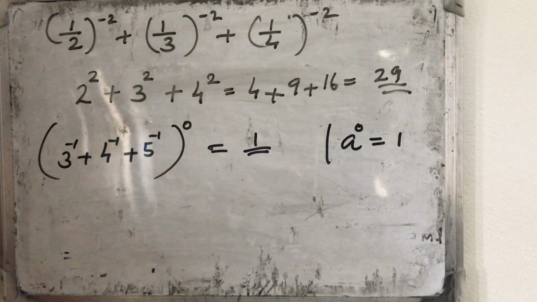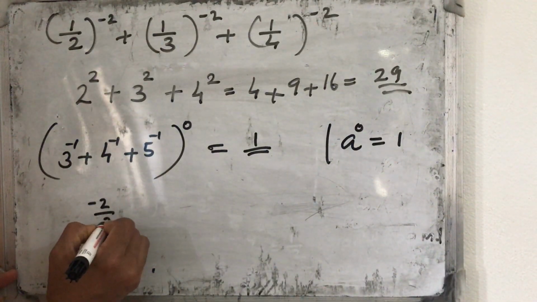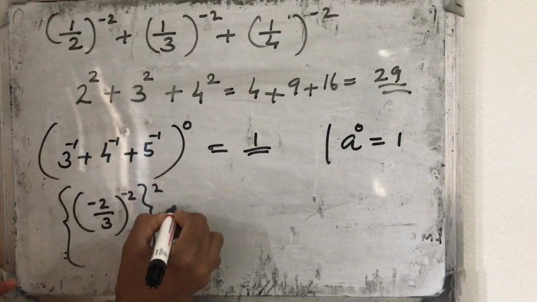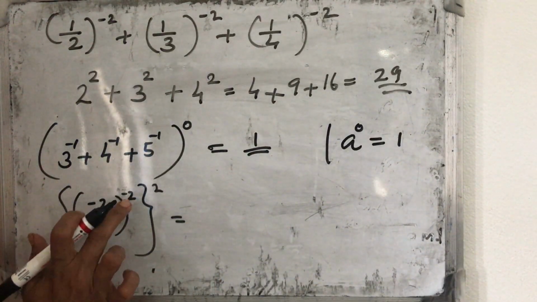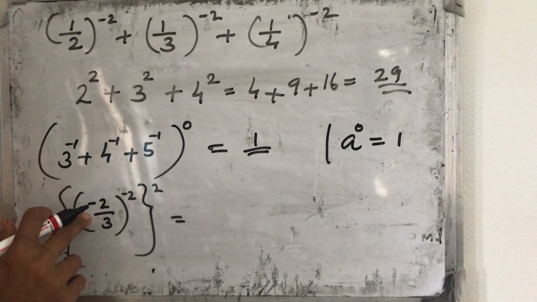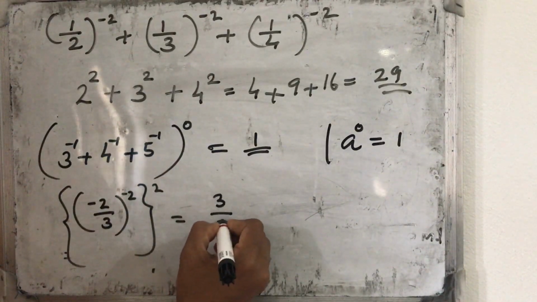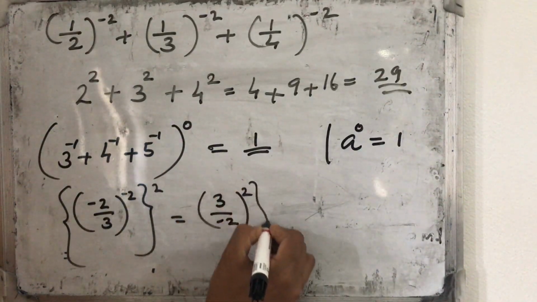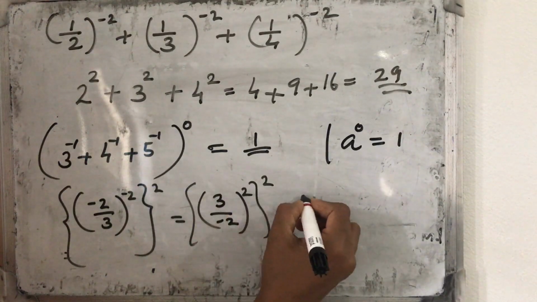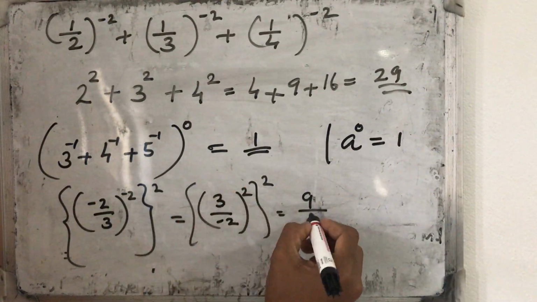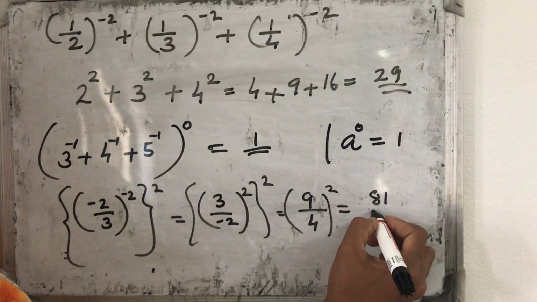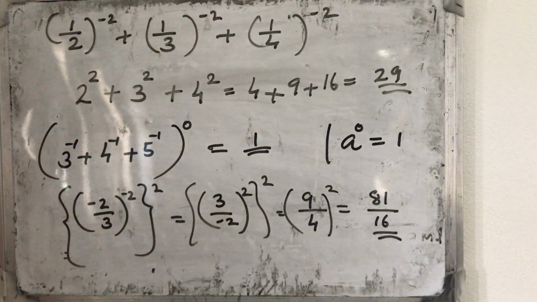Okay. Now, another question is minus 2 by 3 whole raised to minus 2, whole square. We want to find out this value. Here it is a negative power, so when we convert that into a positive power, we get its reciprocal. So it will be 3 by minus 2 whole square, then whole raised to 2. That means 3 square by minus 2 square. 3 square we know is 9, and minus 2 into minus 2 is 4. Then take the square: 9 square is 81, divided by 4 square, which is 16.